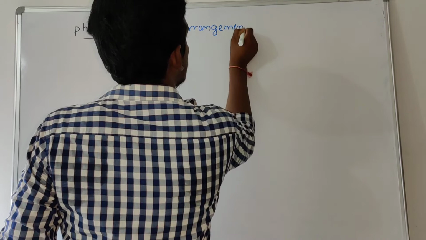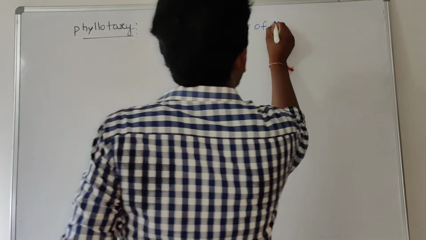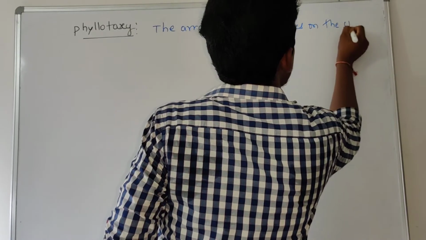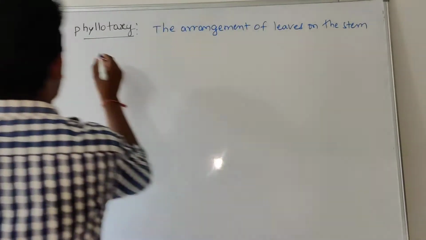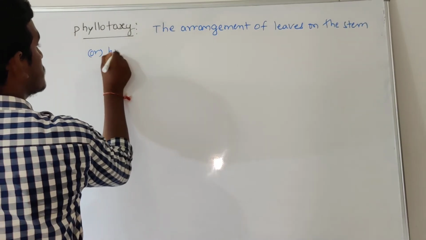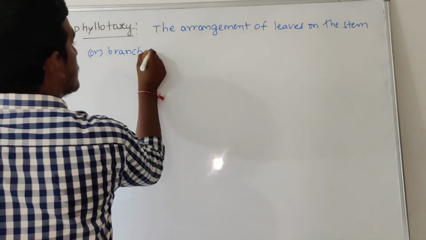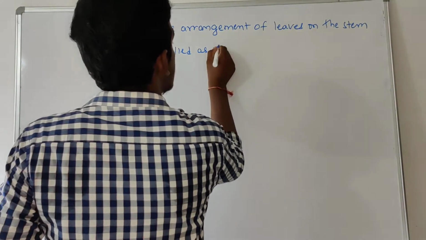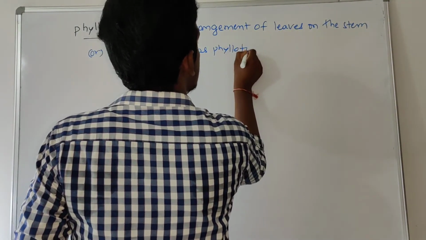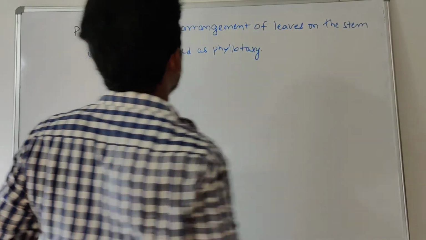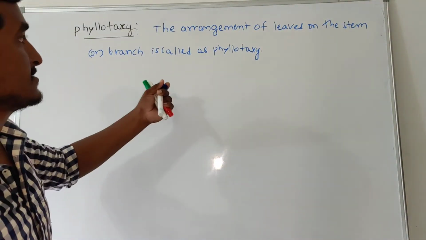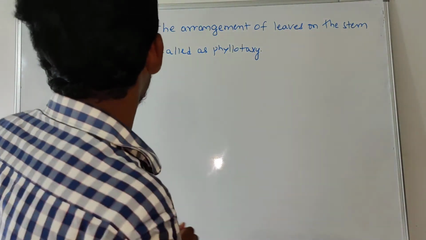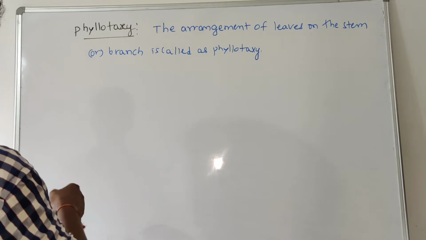The arrangement of leaves on the stem or branch is called phyllotaxy, right? So how are they arranged? Mainly three types of phyllotaxy are present. So first one we are starting with alternate phyllotaxy.